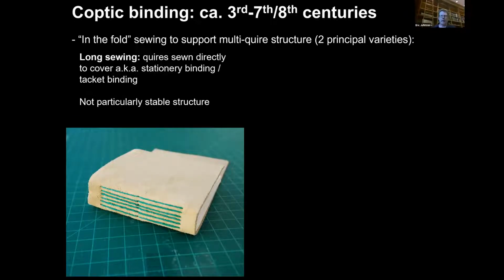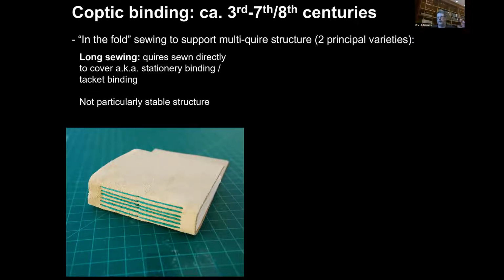First, we have long sewing, and this is where the central fold of the bifolium, if say you've got a quire of 5 bifolia, you open up to that 5th bifolium, and that center fold you're going to sew through, and that's going to be sewn directly to the outer cover of the manuscript and then looped down to the next quire. And you can see this happening here in the illustration that I've got. It's also called stationary binding or tacket binding.